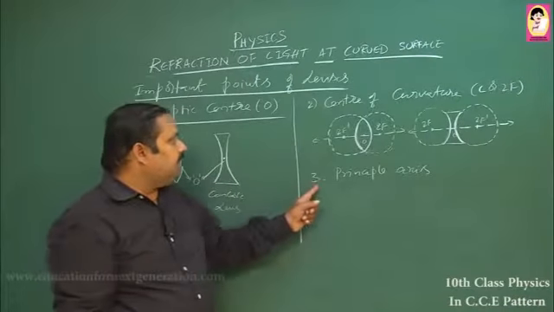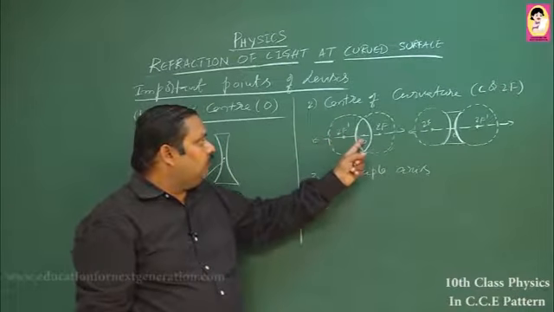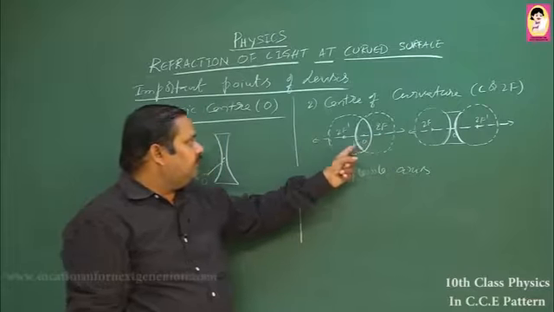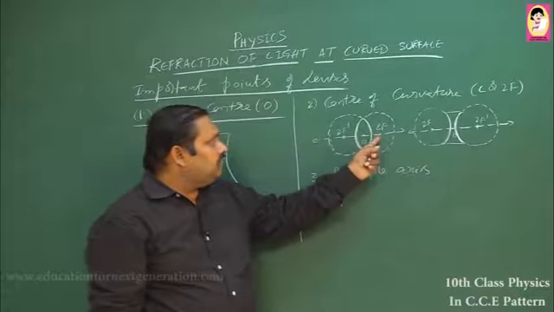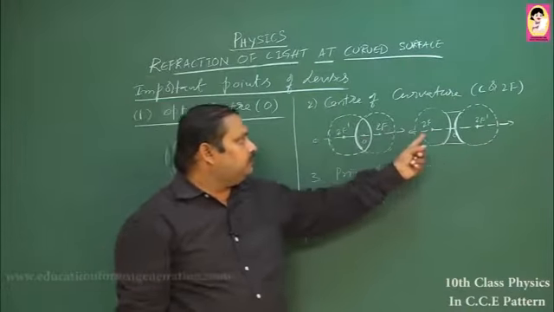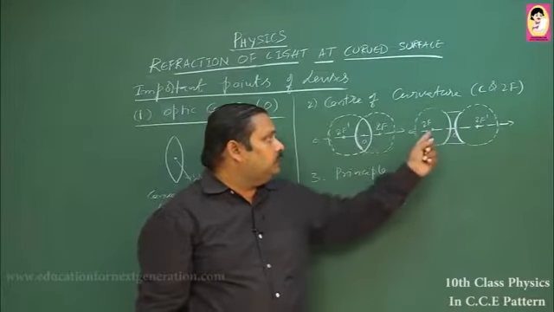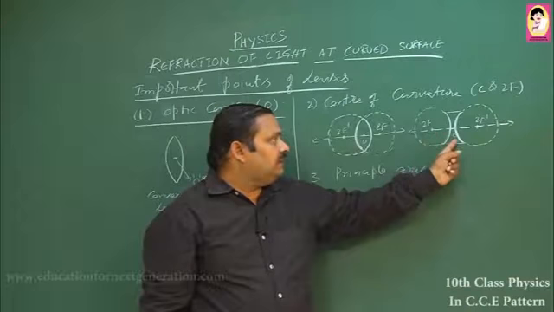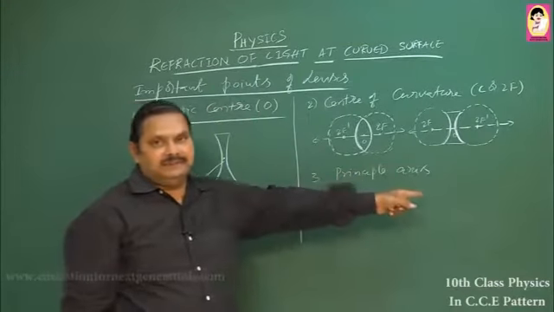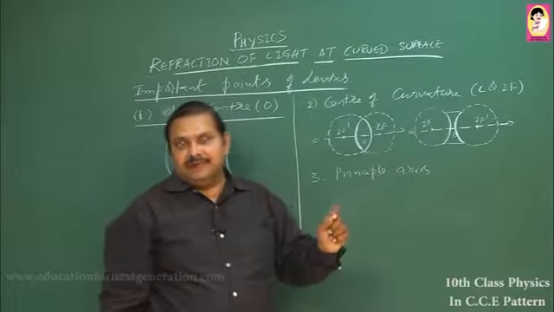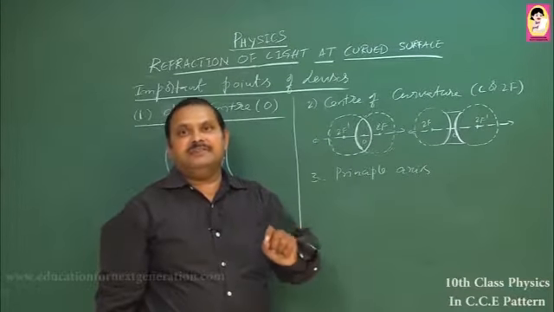And now, the third important point is principal axis. Let us join 2F dash, O, 2F with the help of an imaginary line. Let us assume an imaginary line passing through 2F, O, 2F dash. Here also 2F, O, 2F dash. This imaginary line passing through center of curvature, optic center, and another center of curvature is given the name principal axis. So, principal axis is an imaginary line passing through optic center and the centers of curvature.